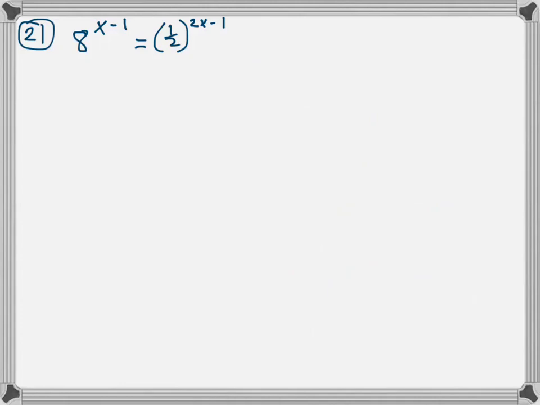So look, I've got two different bases here. I've got 8 and I've got 1/2 on the other side of it. The thing is that I can make those the same exact base because both of those things are powers of 2. In other words, 8 is the same thing as 2 to the 3rd power, right? And 1/2 is the same thing as 2 to the negative 1 power. Right? So all I did was I just rewrote those bases.